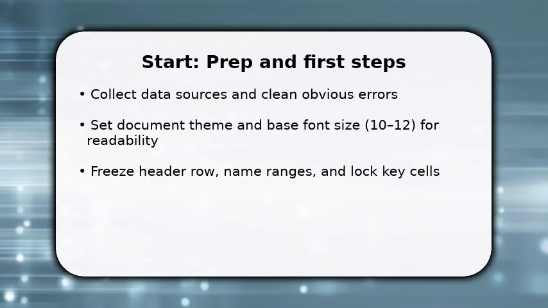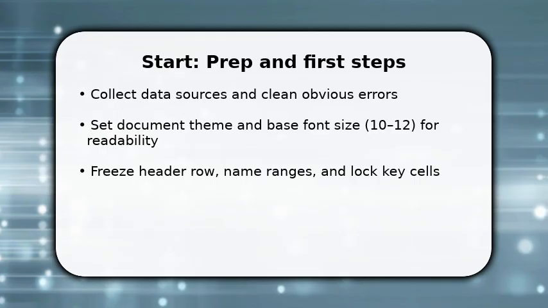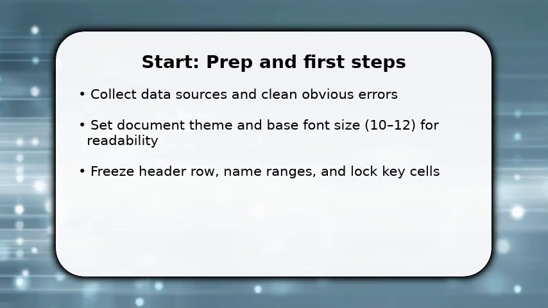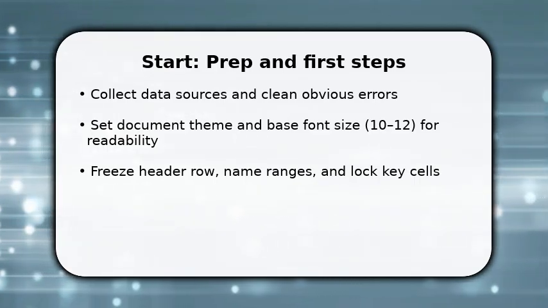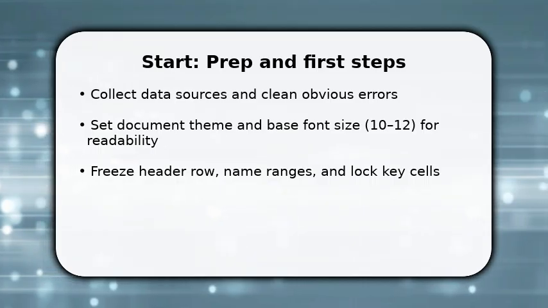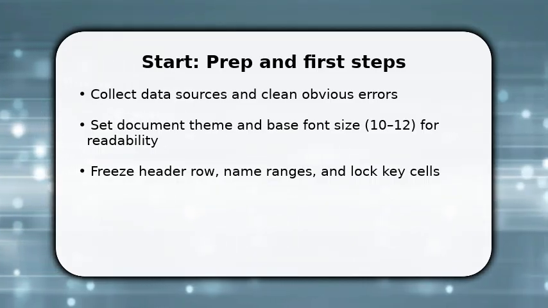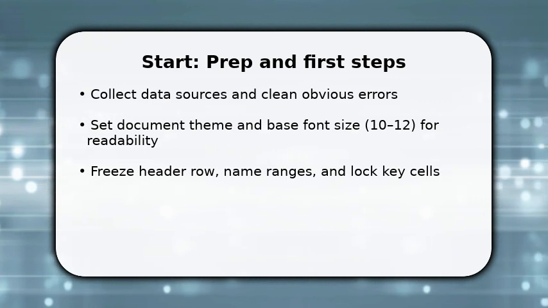Next, freeze the header row, create named ranges for critical tables, and protect any formula cells so edits don't break layout. These first actionable steps reduce chaos and let you apply styles and structures that scale as the sheet grows.